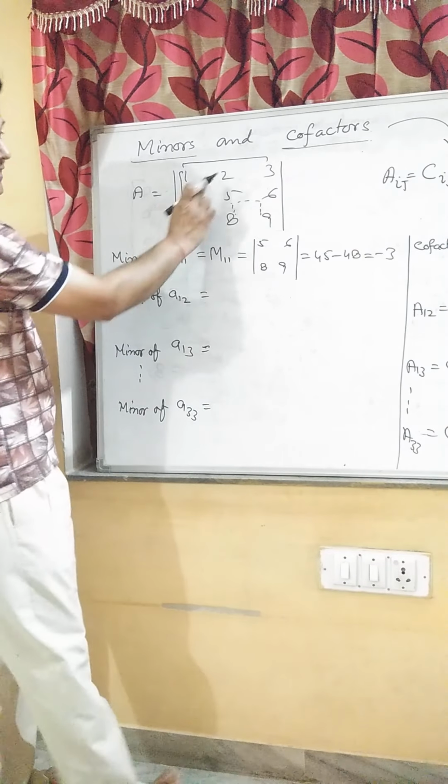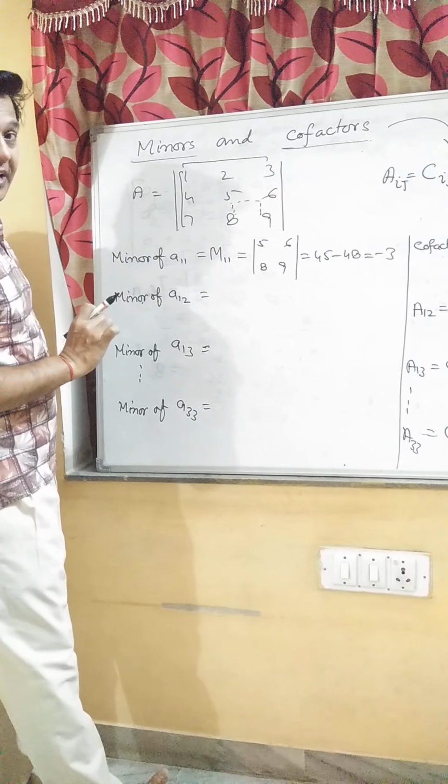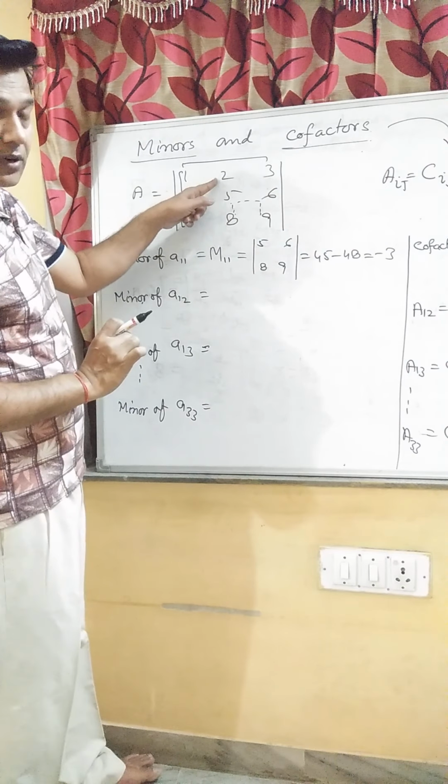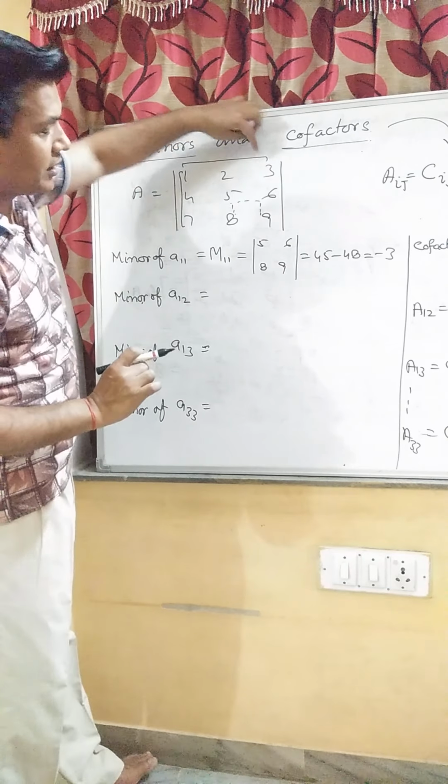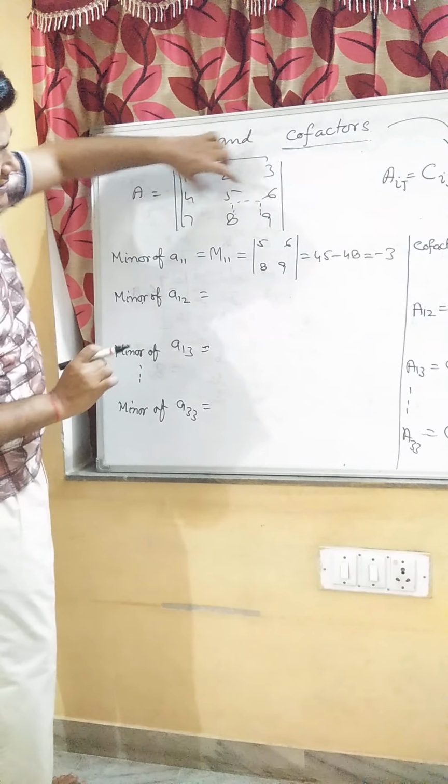If we are finding the minor of the second element, leave the second column and first row. The rest of the elements are 4, 6, 7, 9.